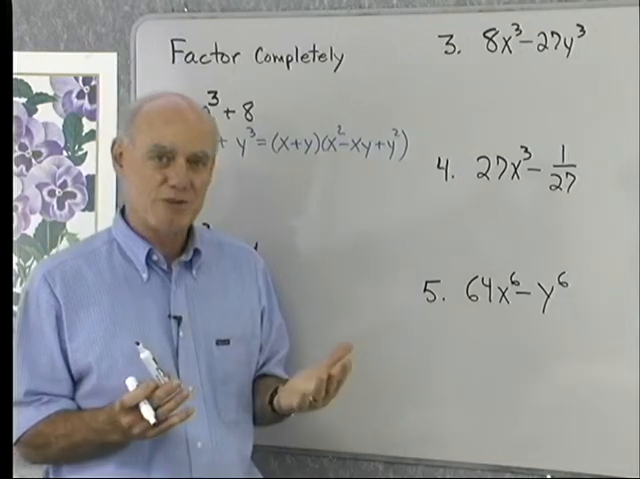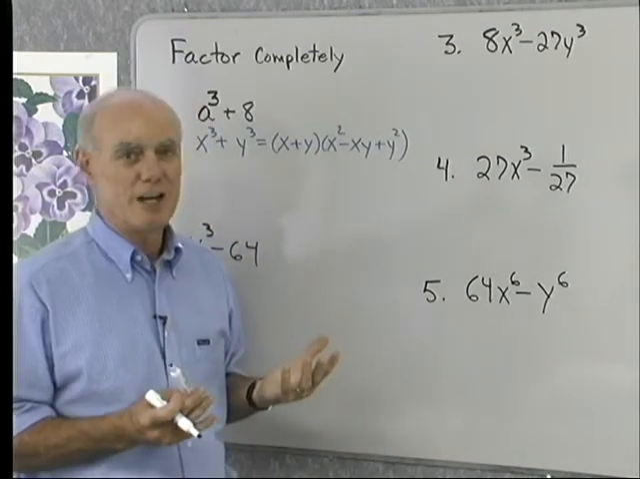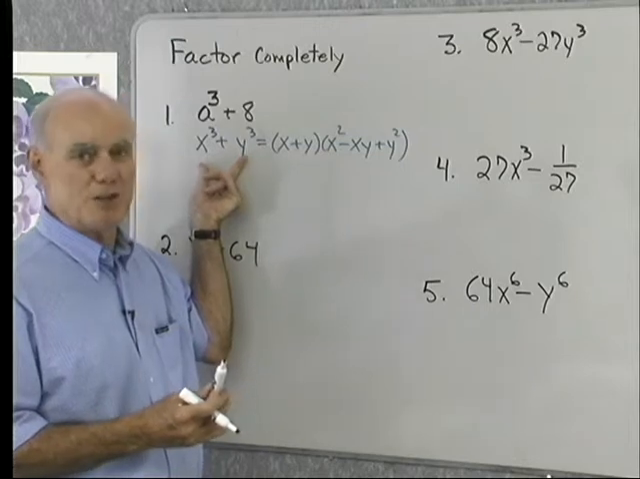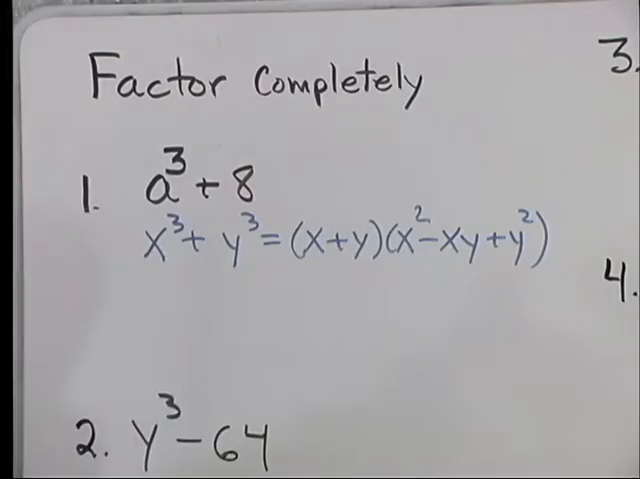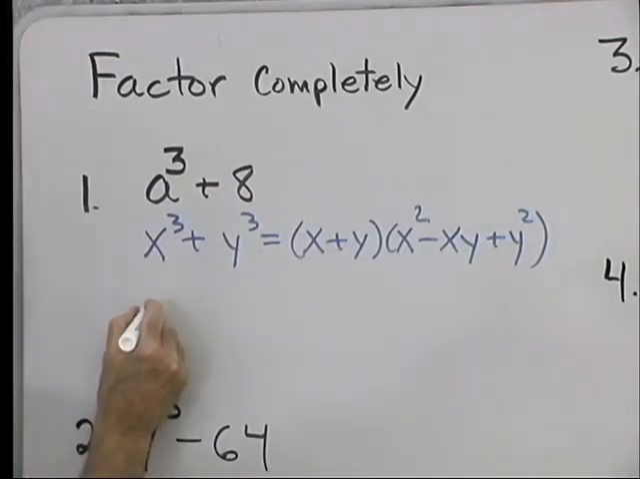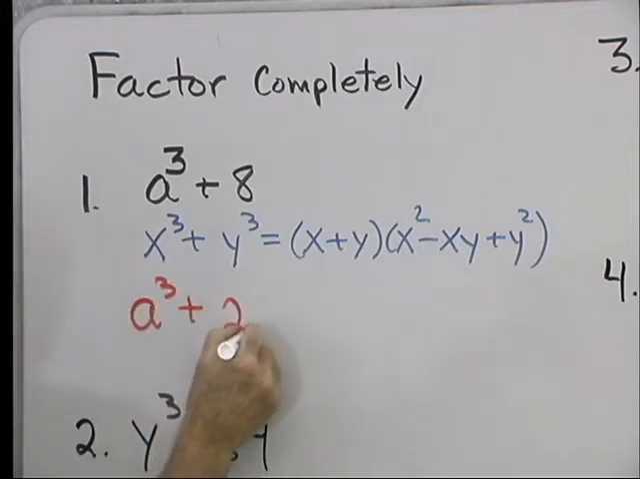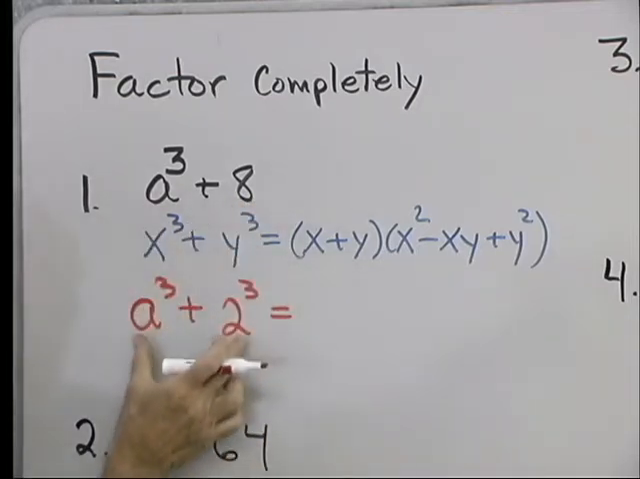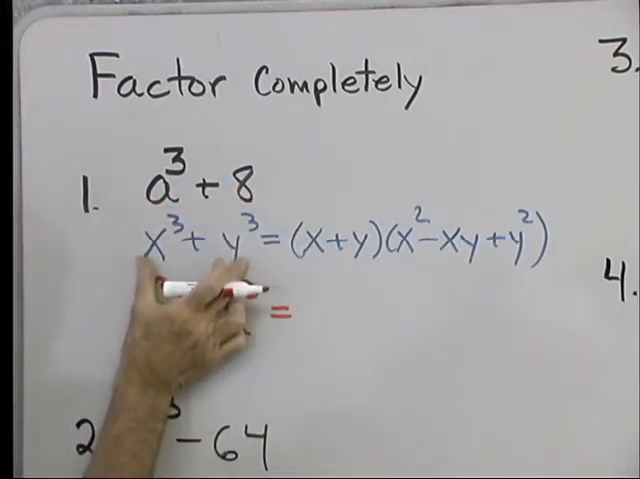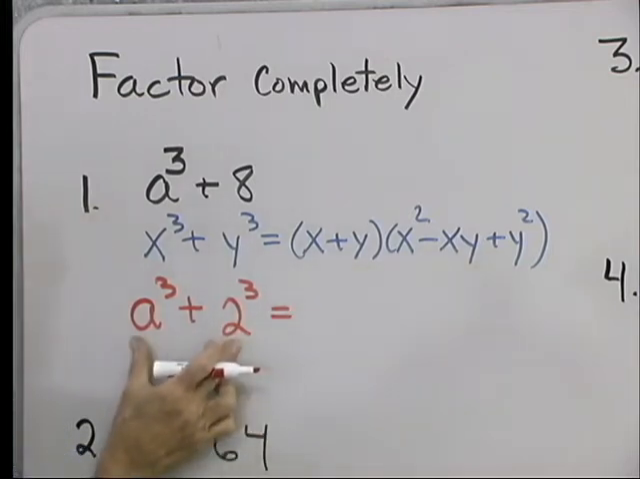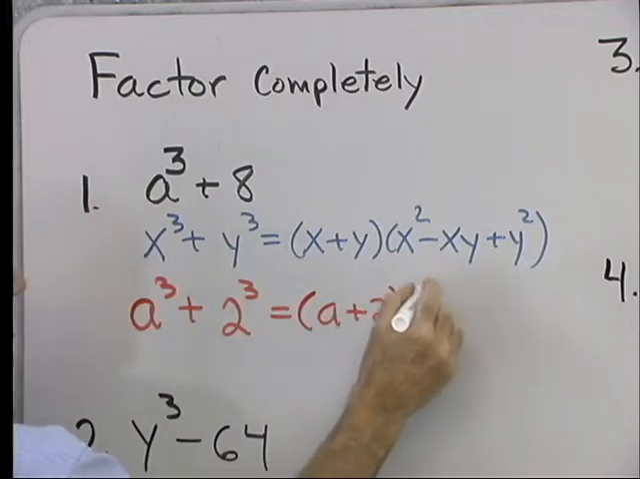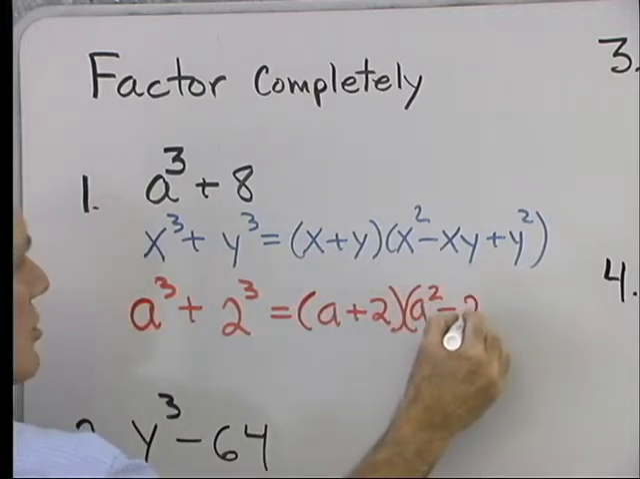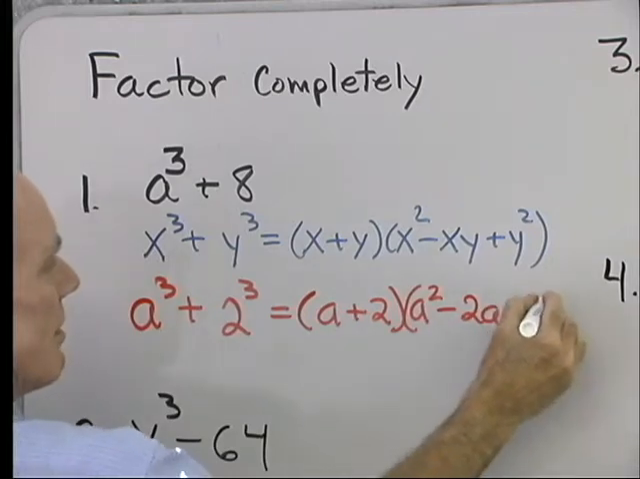Once I trust that factorization, then it's a matter of being able to apply it. So anything that has the form something cubed plus something else cubed is going to factor like this. Well, the thing I'm trying to factor, a cubed plus 8, has that form. It looks like a cubed plus 2 cubed. I don't have to actually write this down if I don't want to, but this is the way I think of it. Well, if this factors this way, then a cubed plus 2 cubed is going to factor this way: a plus 2, a squared minus 2a plus 4.